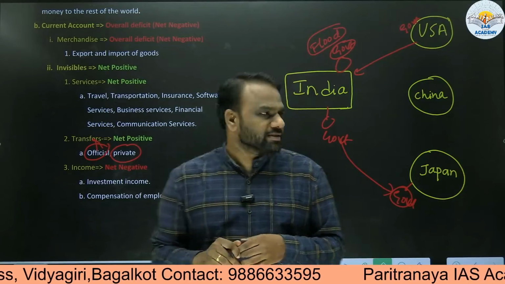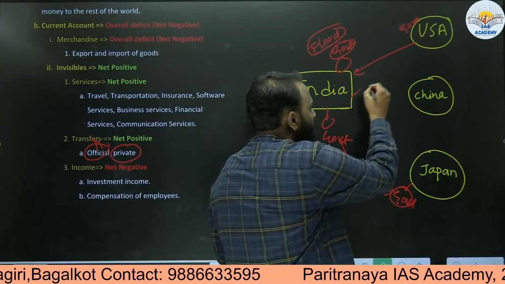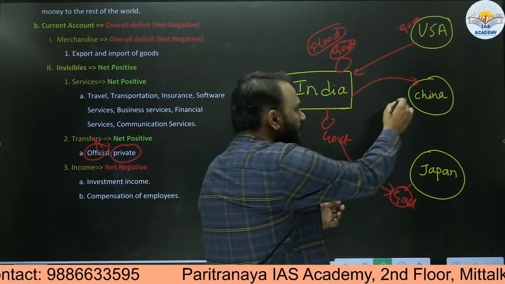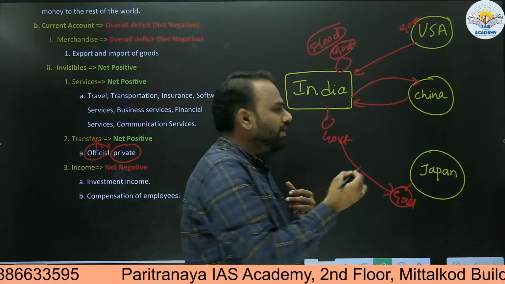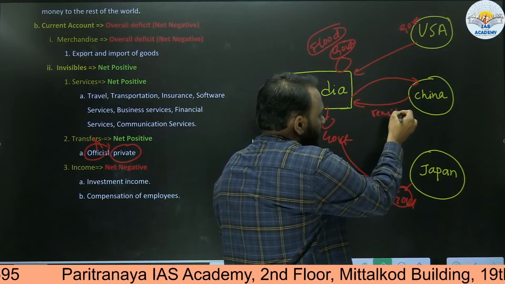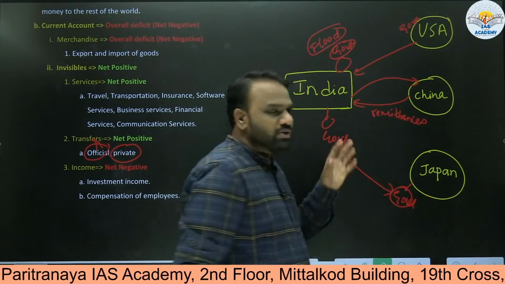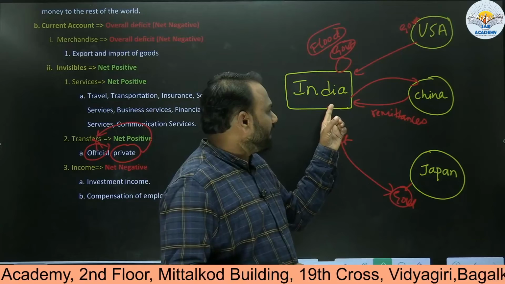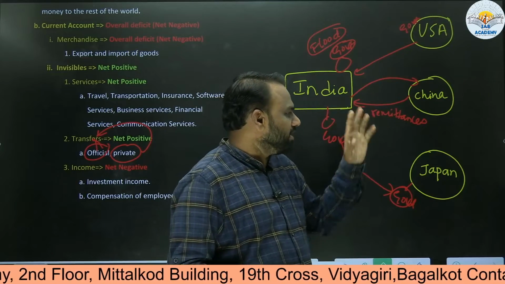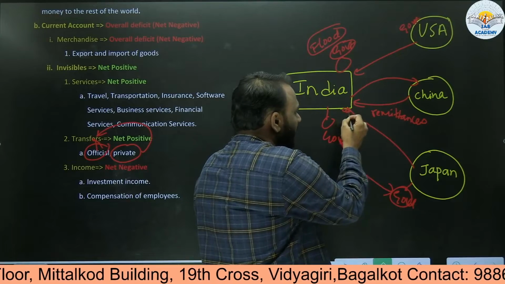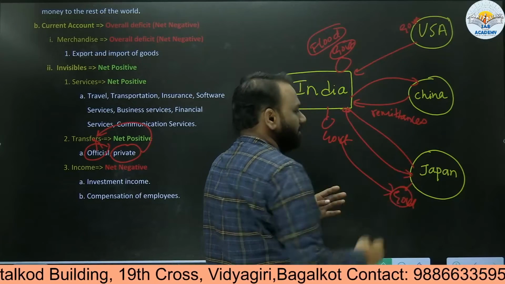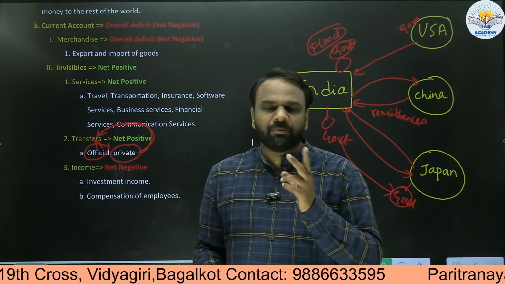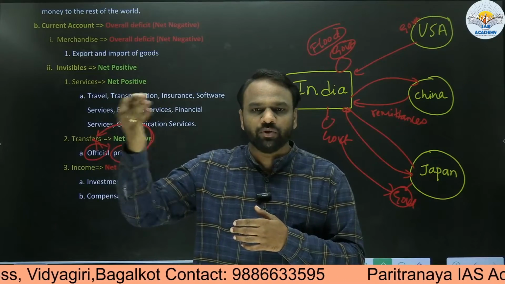Next, private transfers. Let us assume a person from India is working in Japan. Every month when he gets his salary, he sends some part of it back home to India. This we call remittances. These remittances are part of private transfers. Similarly, a person from Japan may be working in India and every month send money back to Japan. Again, these fall under private transfers. So private transfers can go both ways, from India to other countries as well as from other countries to India.